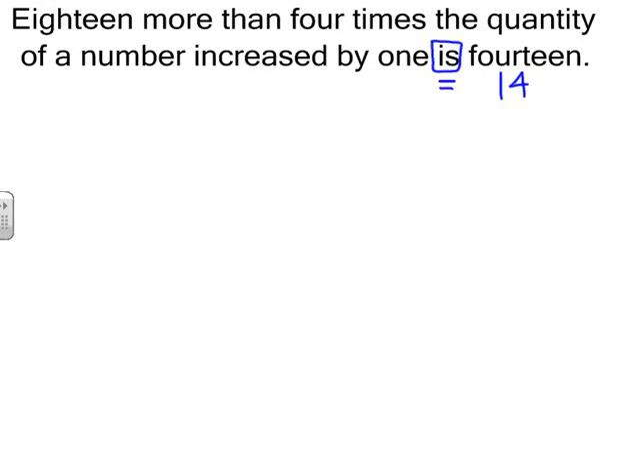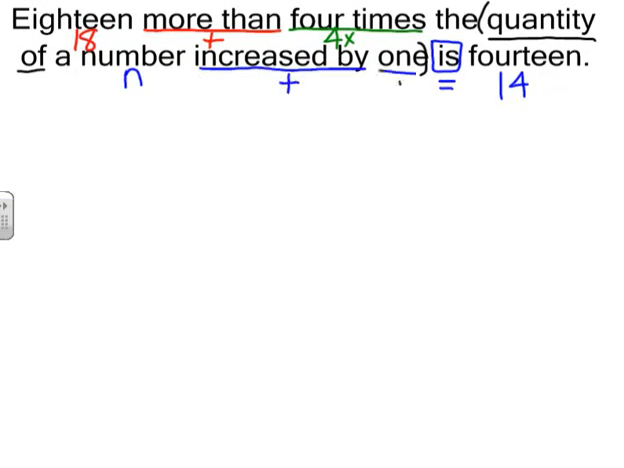Okay, when we piece together the rest of this, 18, you can just use the number. "More than" represents adding. 4 times, so 4 multiplied by. The quantity of a number means that we're going to be using parentheses. Quantity of, we're going to use parentheses. Okay, a number increased by 1. So a number, that's what we're looking for. We can use our variable, n or x, whatever your favorite letter is. Increased by, addition, and the number 1.